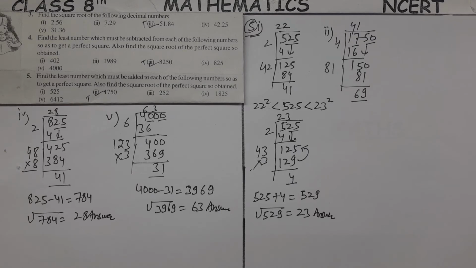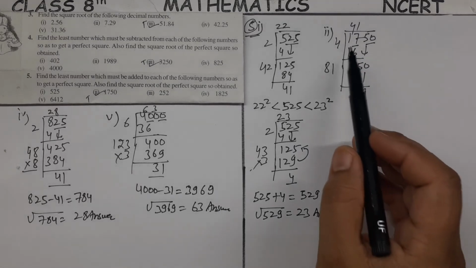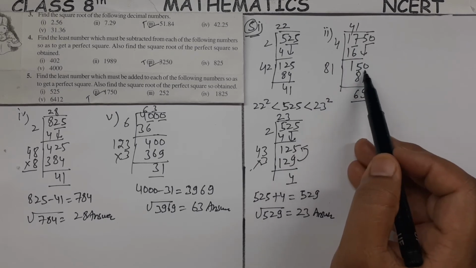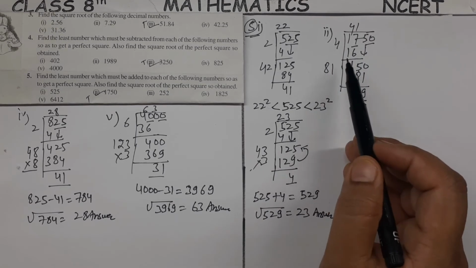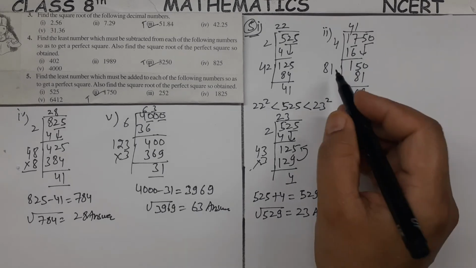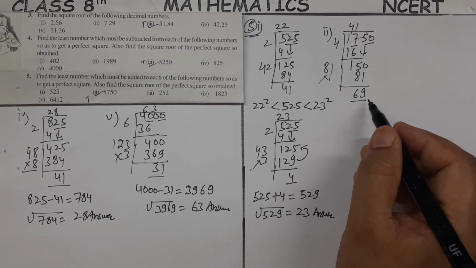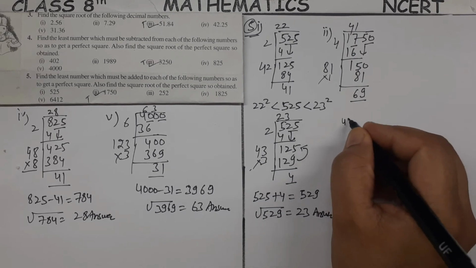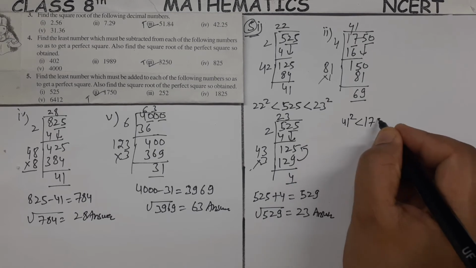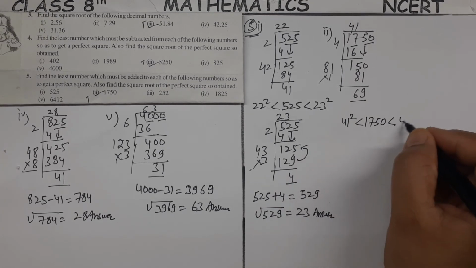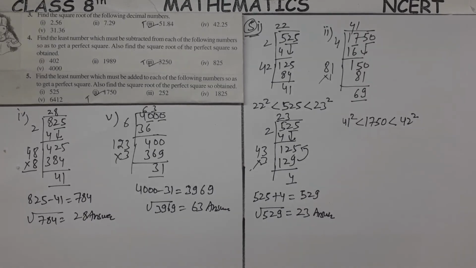Part second: 1750. 4 4s are 16. 7 minus 6, 1. Pair 50. Double of 4 is 8, 1 multiplied by 1. Now subtract. 69 is the remainder. So 41 square is less than 1750 and 1750 is less than 42 square.